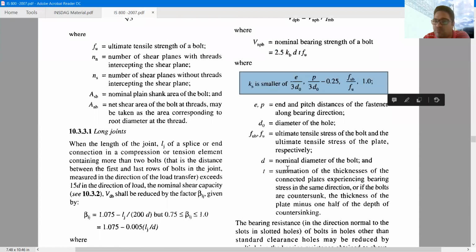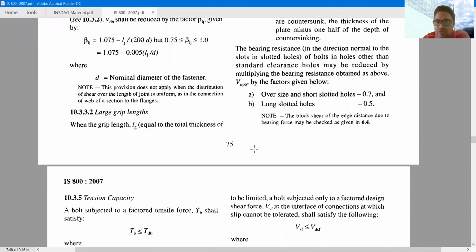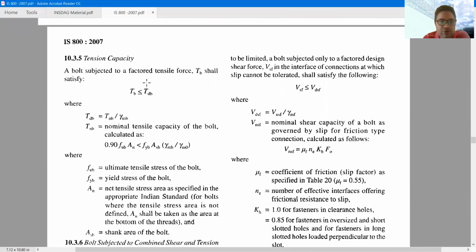So this is the formula for KB. KB will be the smaller of these four, and all the notations are given here, so you can refer to them. Similarly, for tension capacity, it is given here. TB should be less than or equal to TDB, and TDB is basically TNB into gamma MB.